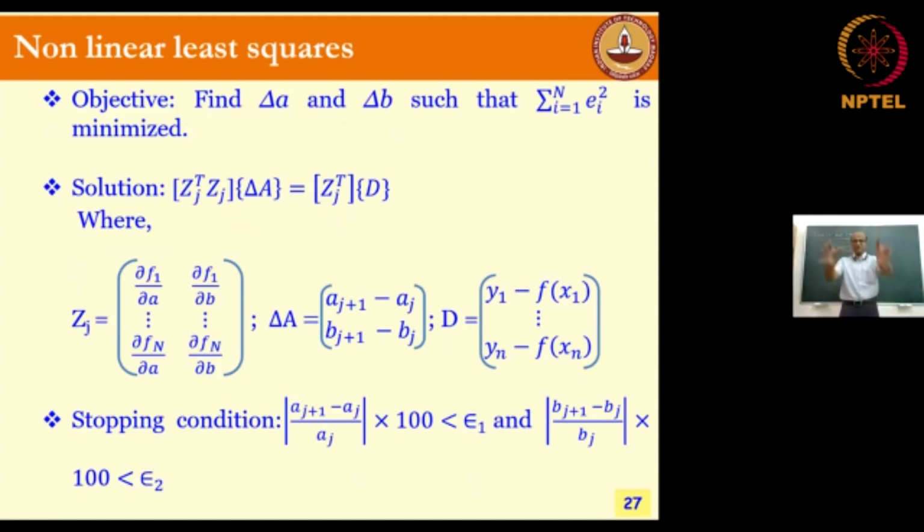I think so. We explained this. We have already seen an example. Stopping condition can be (A j plus 1 minus A j) by modulus A j into 100 less than epsilon. This could be used for D also.